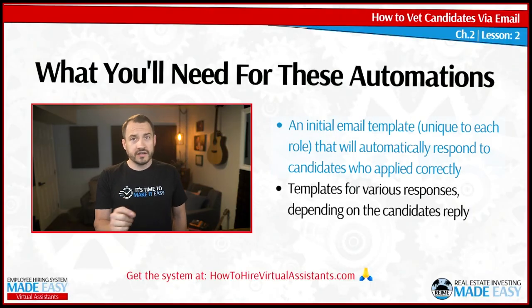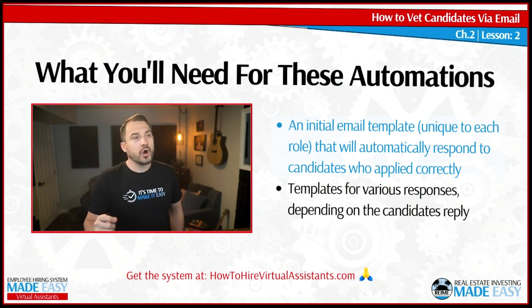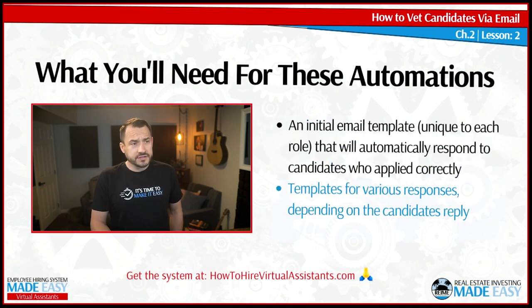So what you'll need for these automations, this is what the templates will look like. You need an initial template for an email that's going to go out, and it's got to be unique to each role, that will automatically respond to candidates who applied. And then templates for various canned responses depending on what the candidates actually reply with. Those are going to be manually sent, but it's quick access to the same verbiage for the same role over and over again. And we're going to dive in right now to the computer and show you exactly what I'm talking about to give you an overview of that process.